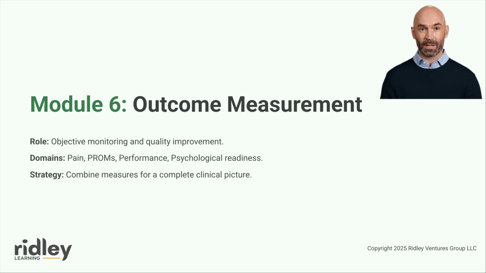Pain intensity provides a fundamental indicator of symptom severity but offers limited insight into functional impact. Patient-reported outcome measures assess the effect of symptoms on daily activities and quality of life. Performance-based measures evaluate physical capacity through standardized functional tasks. Psychological measures capture cognitive and emotional factors that influence recovery. Comprehensive outcome assessment incorporates measures across these domains to provide a complete picture of patient status and treatment response.